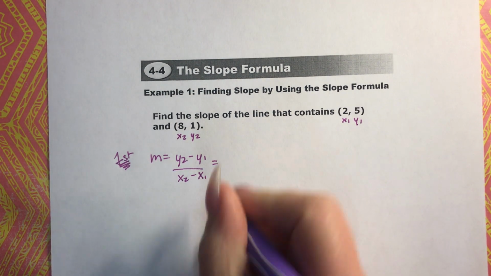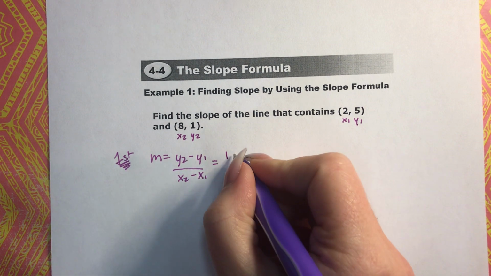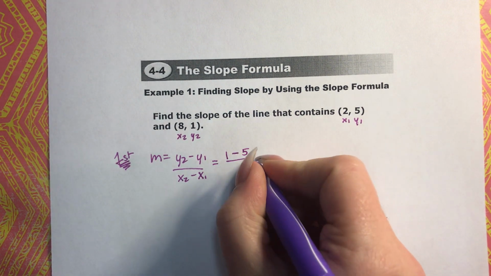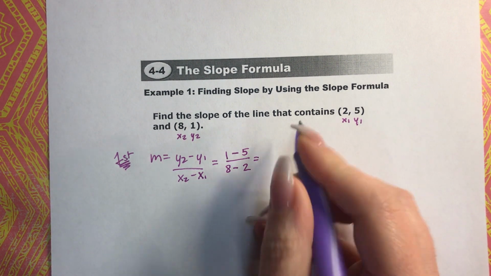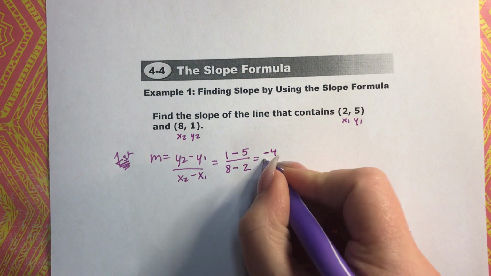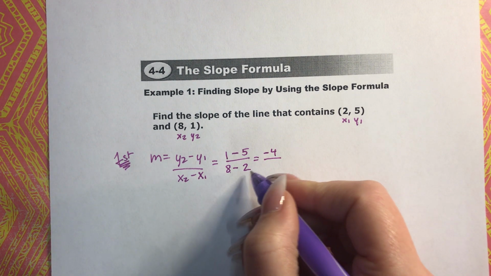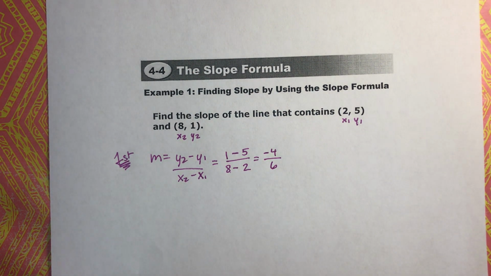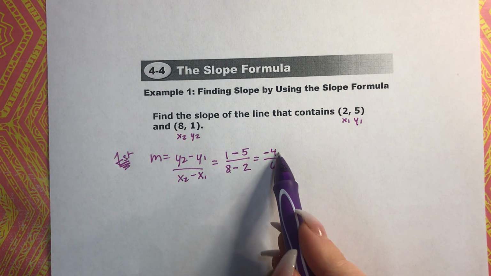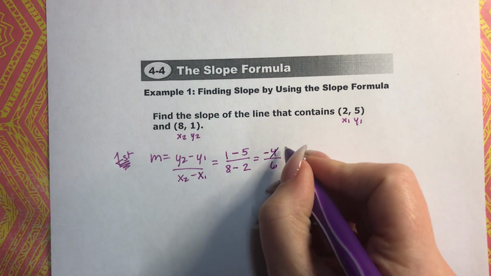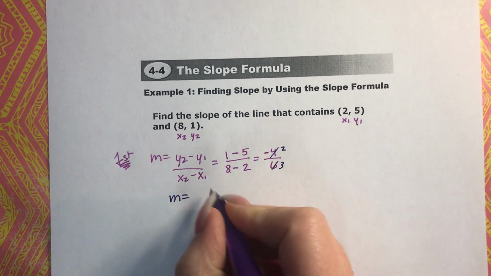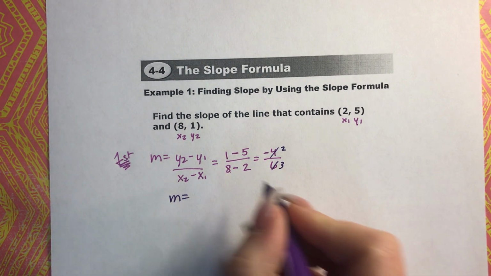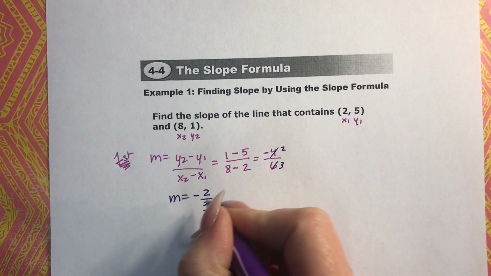Then I just plug in all the values. So y2 is 1 minus y1 is 5, all over x2, which is 8, minus x1, which is 2, and then we just do the math. 1 minus 5 is negative 4, all over 8 take away 2 is 6. With the slope, you always have to put this fraction in lowest terms or simplest form. So what goes into both 4 and 6? 2. 2 goes into 4 2 times, 2 goes into 6 3 times. So what we end up with is that our slope, m, remember that's the same thing as the slope, equals negative 2 over 3.